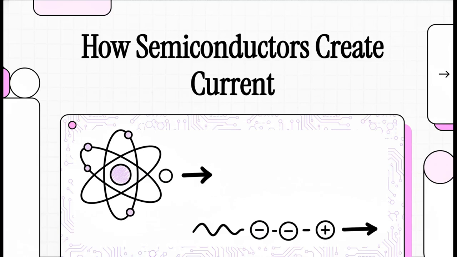All right, let's talk about the magic inside pretty much all of our devices. Semiconductors. They power literally everything. But how do they actually work? How do they create the electrical current that makes our digital world go round? Well, let's break it down.